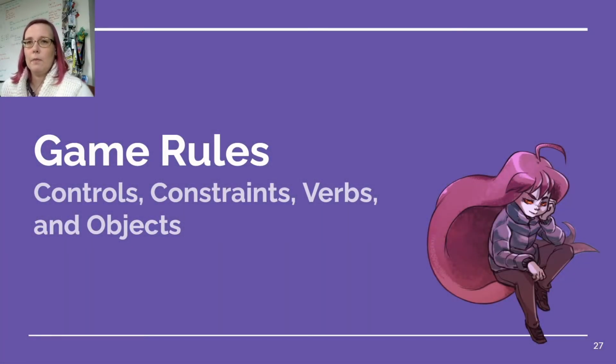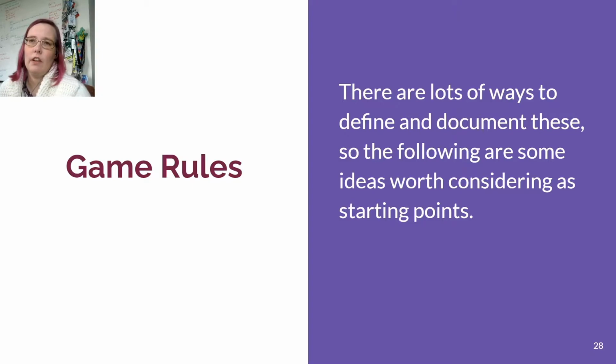All right, so we've talked about game mechanics, and now let's talk a little bit about game rules and how we come up with the rules that form our mechanics. So rules can be made of controls, constraints, verbs, and objects. There are a lot of different ways to define and document these rules, and the following are just some ideas worth considering as starting points.